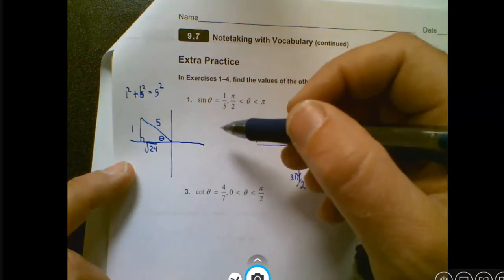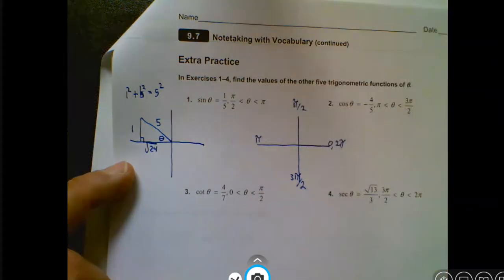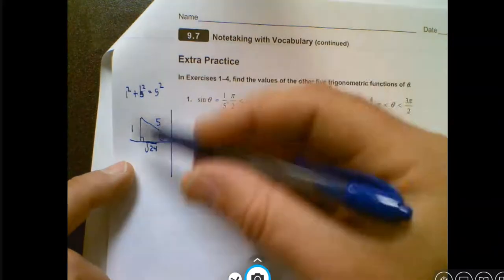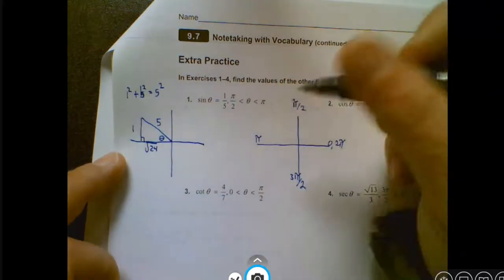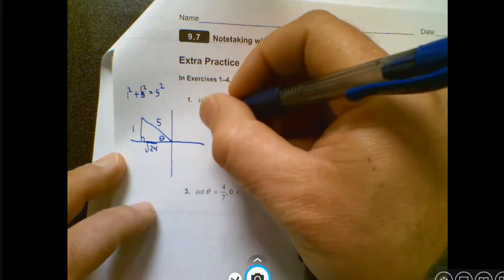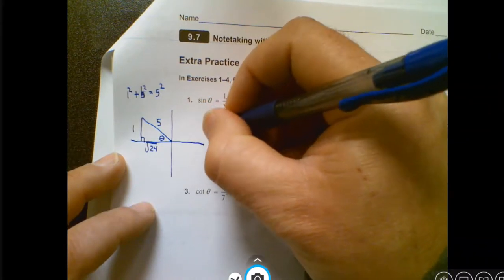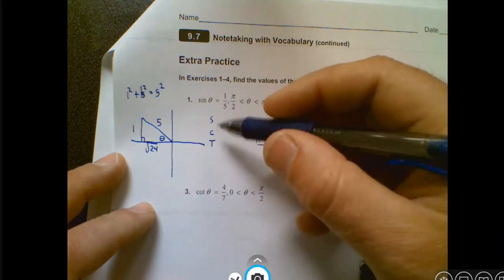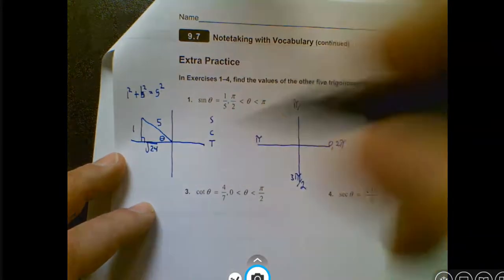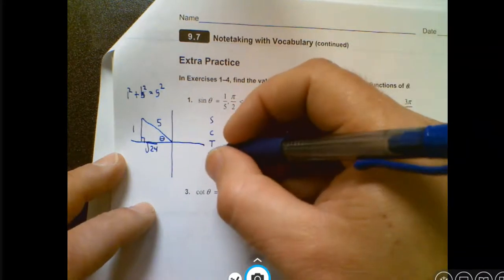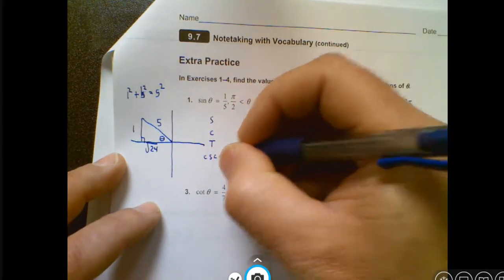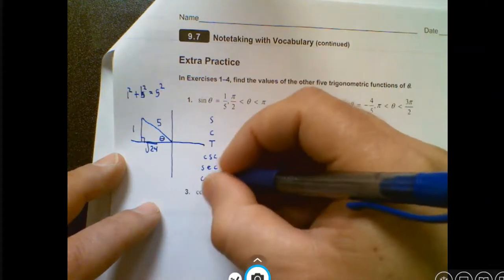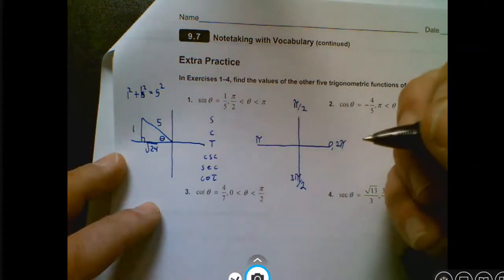So now when they ask, what are the other 5 trig functions for this? Well, now that I have this, it'll be really easy to identify the other trig functions. Just like we've done before, I have my sine, cosine, tangent, and then I have their reciprocal functions, or their inverses. The inverse of sine we know is cosecant, inverse of cosine is secant, inverse of tangent is cotangent. So those are the 6 functions.